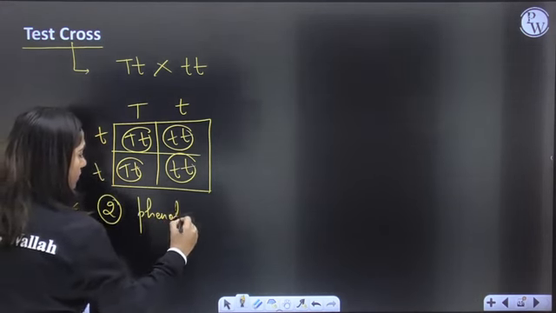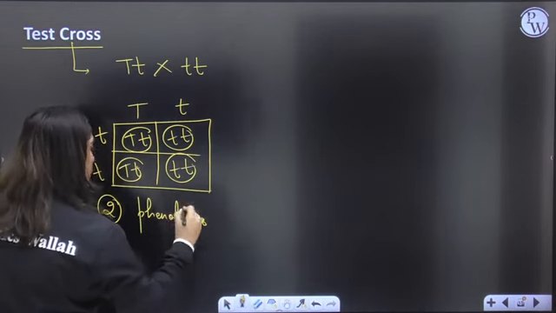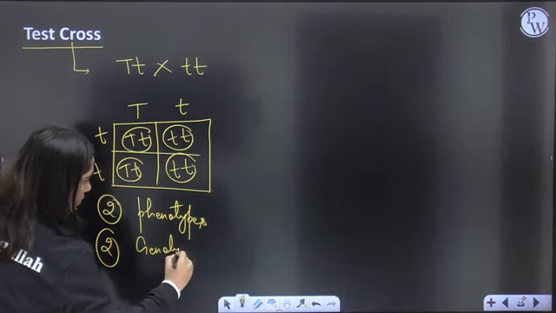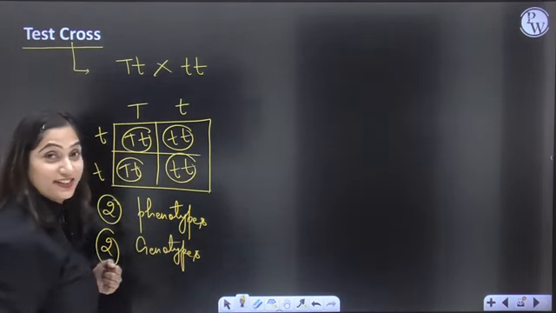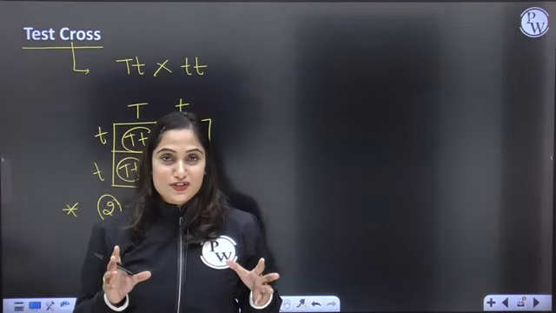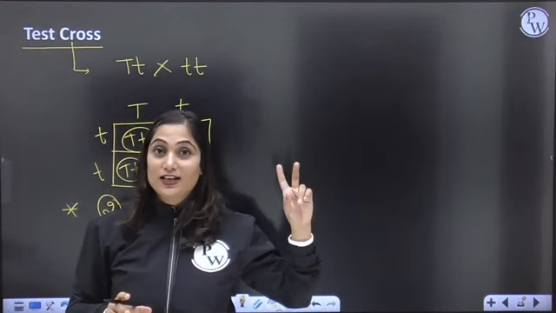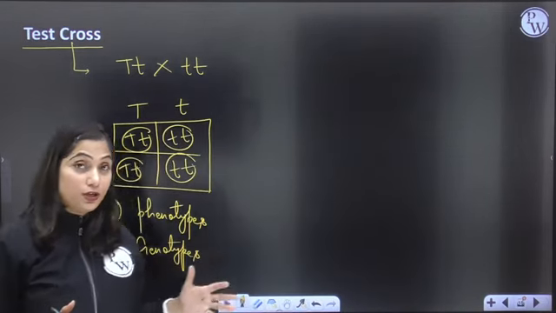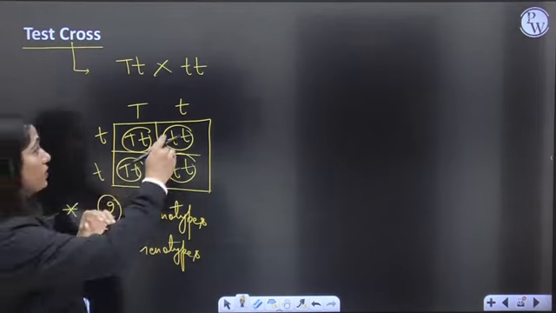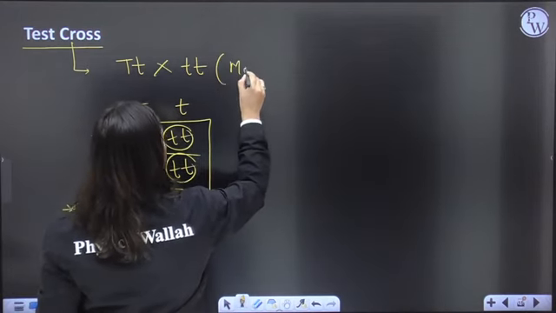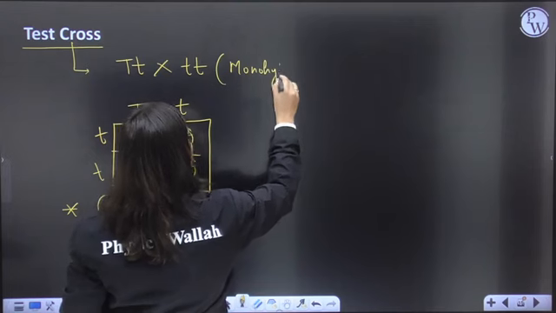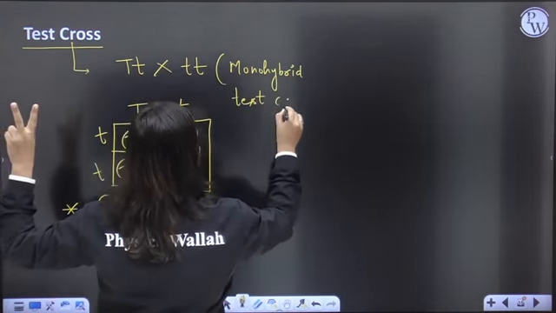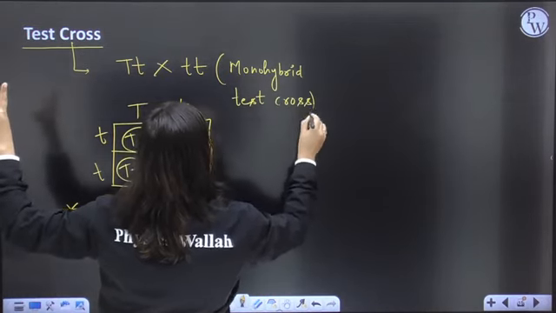2 phenotypes. And how many genotypes are you getting in a test cross? 2 genotypes. See the difference. In a monohybrid cross, there were two phenotypes and 3 genotypes. But here, in the monohybrid test cross, you have 2 genotypes and 2 phenotypes.